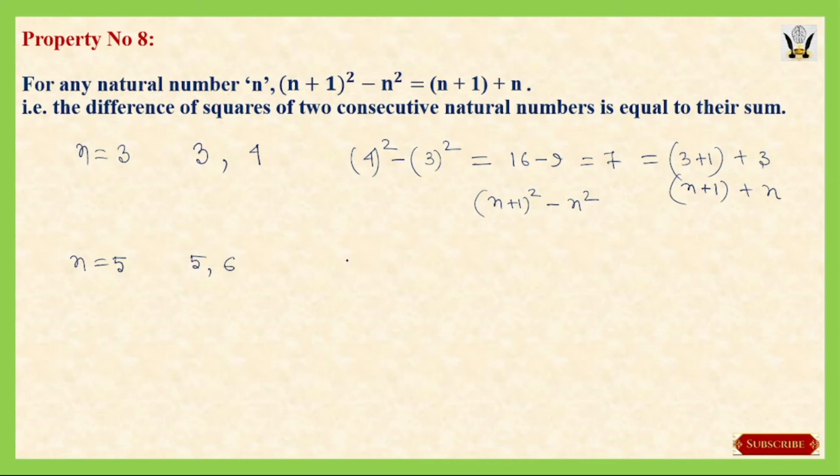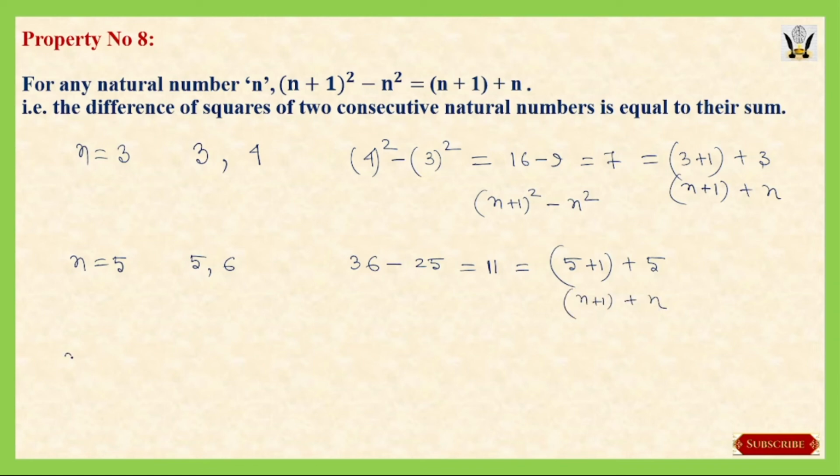So what we will do, first we will take the square of 6, which is 36, and then from there we will subtract the square of 5, which is 25. So how much will it be? It will be 11, and 11 can be further written as 5 plus 1 and then 5. So what is it? It is n plus 1 and then plus n.